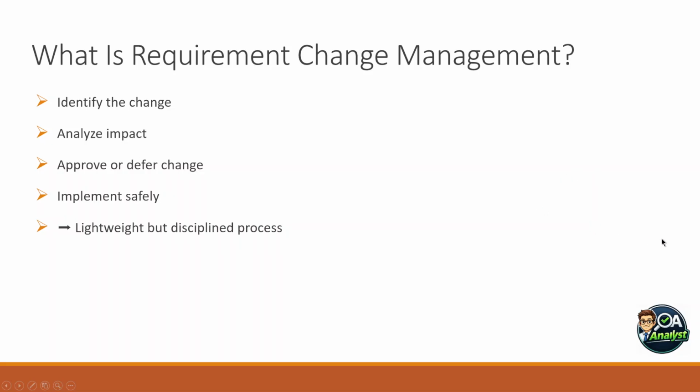Now let's discuss what requirement change management is. Requirement change management is the process of identifying requirement changes, analyzing their impact, approving or rejecting the changes, and implementing them smoothly without breaking the system. In Agile, this process is lightweight and disciplined. So testers play a very critical role here.